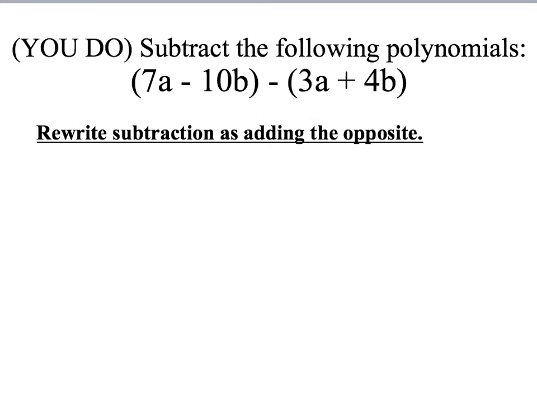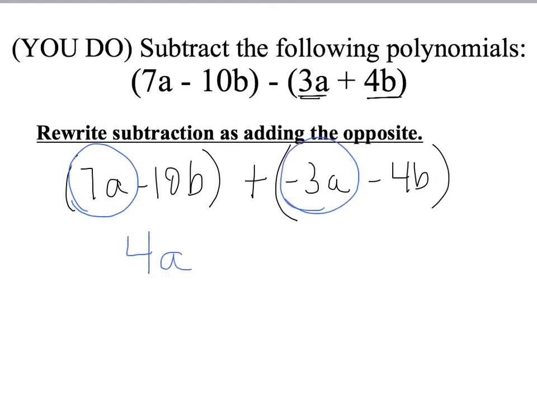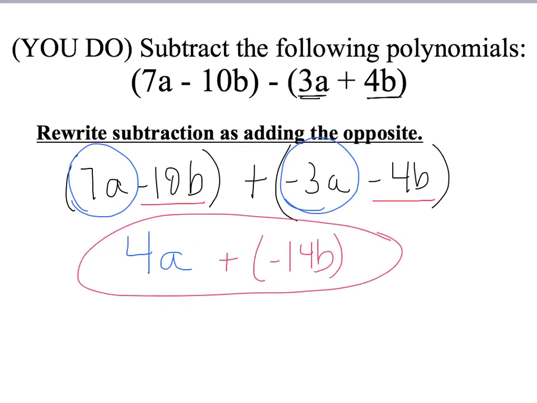Okay, so pause the video for a moment and try this one on your own by rewriting the subtraction as adding the opposite. Okay, so if I rewrite, I'll have 7a minus 10b. Now I'm going to add the opposite. The opposite of 3a is negative 3a, and the opposite of 4b is negative 4b. Now we'll go ahead and combine the ones that are the same. 7a plus negative 3a is 4a, and negative 10b plus negative 4b is negative 14b. So you could write it like this, or you could do it as 4a minus 14b. Either way.